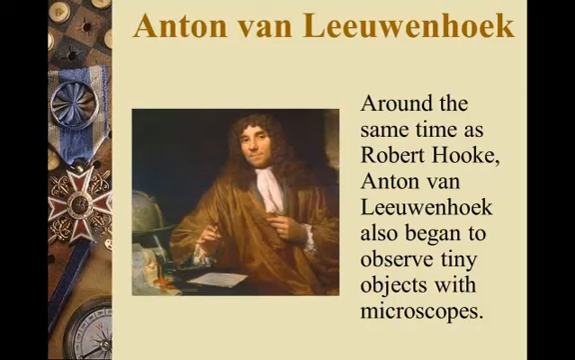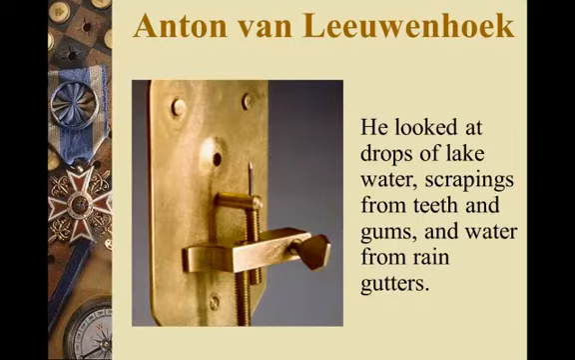Anton van Leeuwenhoek, other than what you learned about his microscope, which remember, magnified about 270 times, around the same time as Robert Hooke, was also looking at stuff under his microscope. And I'm going to have a picture of his microscope, very different than what Robert Hooke's looked like. And so he began to observe these tiny little objects with his microscope. Now here's what his microscope looked like.